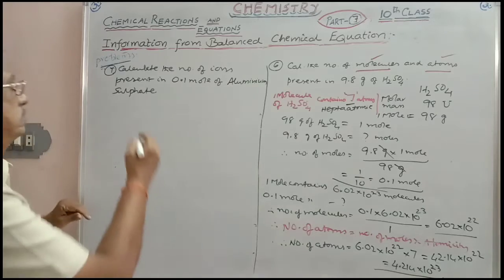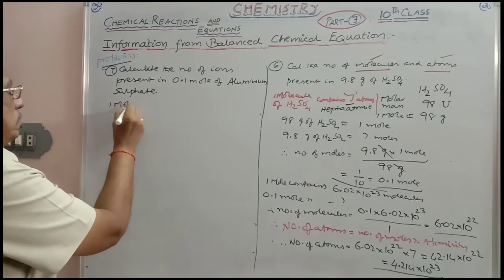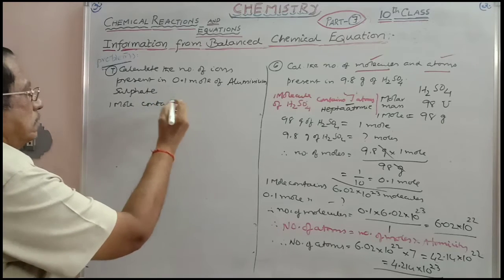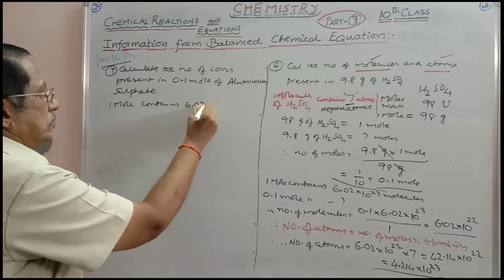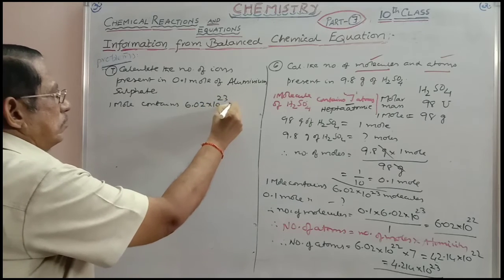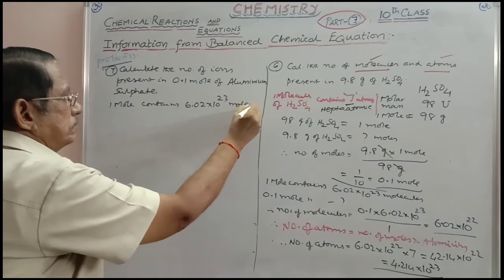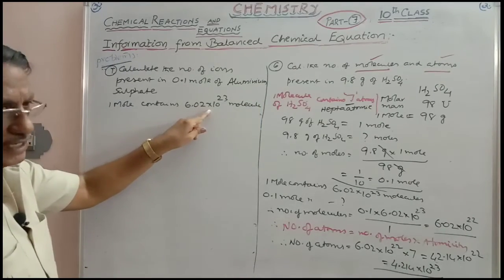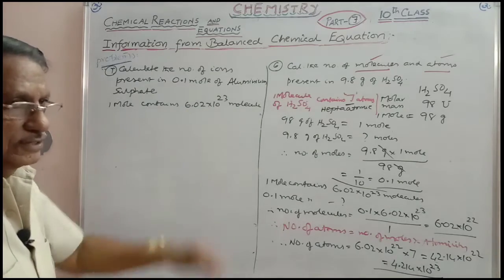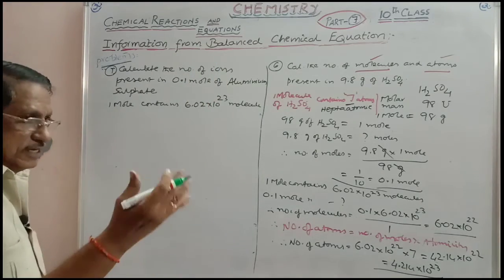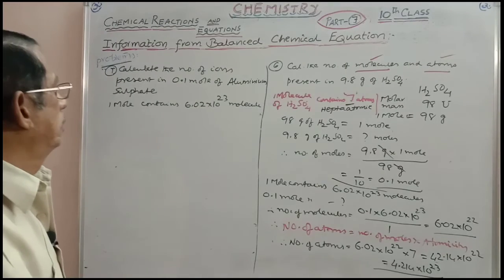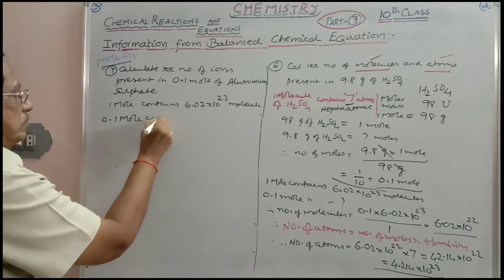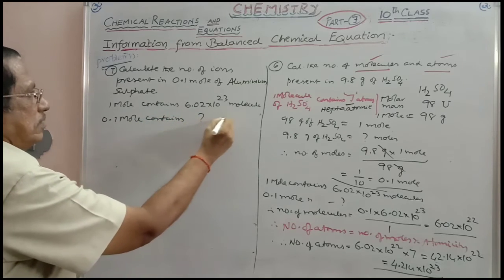You know pretty well, 1 mole contains 6.02 into 10 to the power 23 molecules. This is standard for any substance. 6.023 for convenience sake, for mathematical purpose, it is written as 6.02 into 10 to the power 23. That doesn't make much difference here. So here 0.1 mole is taken. 0.1 mole contains how many number of molecules?